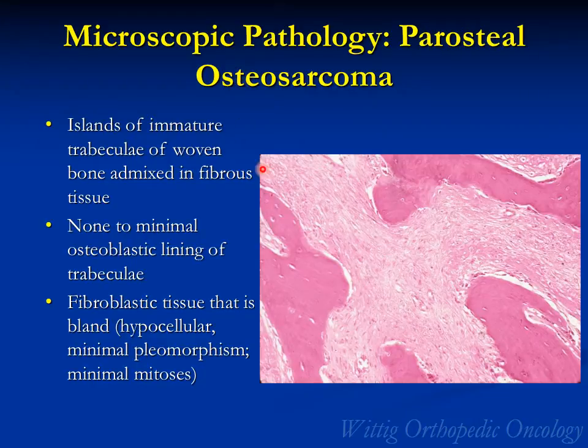This is the microscopic pathology for a parosteal osteosarcoma. It's very similar to a low-grade intraosseous osteosarcoma. You see islands of immature trabeculae of woven bone admixed in fibrous tissue. So there are spindle cells in here producing this fibrous type tissue. So there's a sea of fibrous tissue with these islands of immature woven bone. There is no osteoblastic lining of the trabeculae, and the fibroblastic tissue is bland. It's hypocellular. There's minimal pleomorphism. There's minimal mitotic figures.